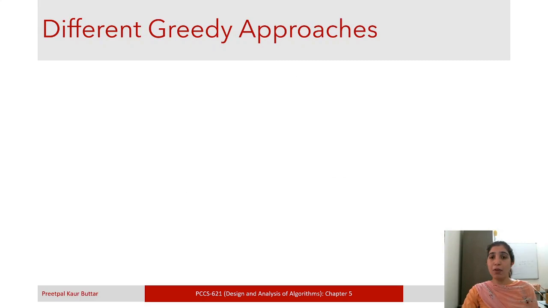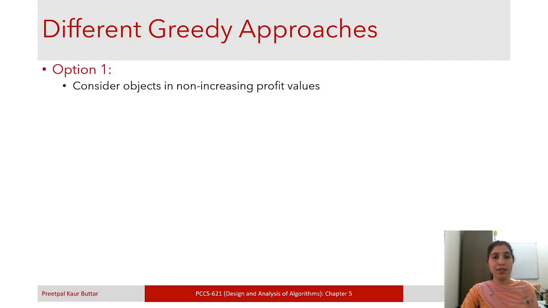So how to solve this? Let us try a number of greedy approaches and see what the results are. The first option is to consider the objects in non-increasing profit values. What this option is saying, let us take an example.